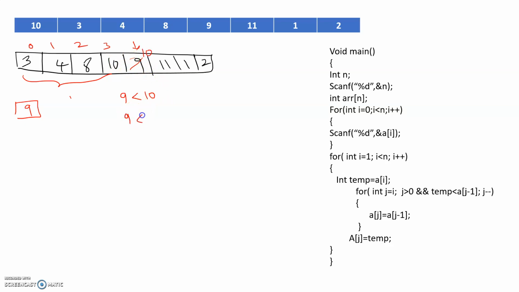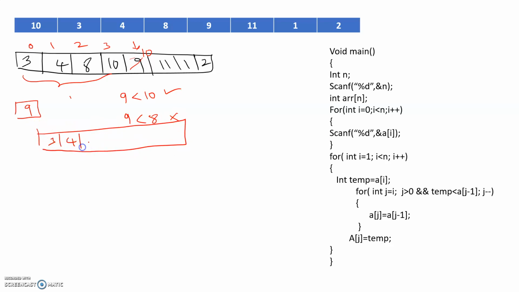Next, the 9 will be compared with 8. So now tell me, 8 is a smaller number compared with your 9, so automatically it will be false. So after this, I am going to place whatever temporary element I had into the particular index position.